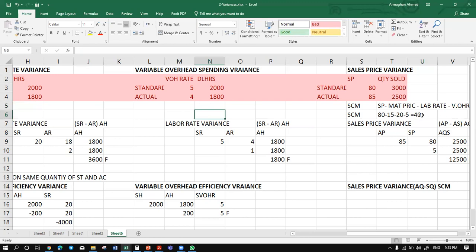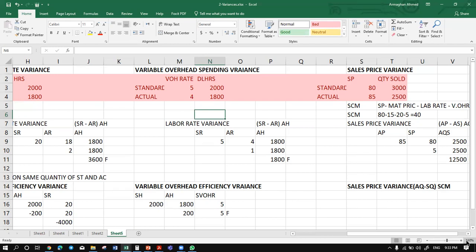We will not minus fixed overhead. This is what I'm telling you. Mostly, when you're calculating the price variance, you take the standard contribution margin. But if they mention that the company is using absorption costing, then we will use the standard margin, and in this case, fixed overhead also we will minus. You got the point? Okay.